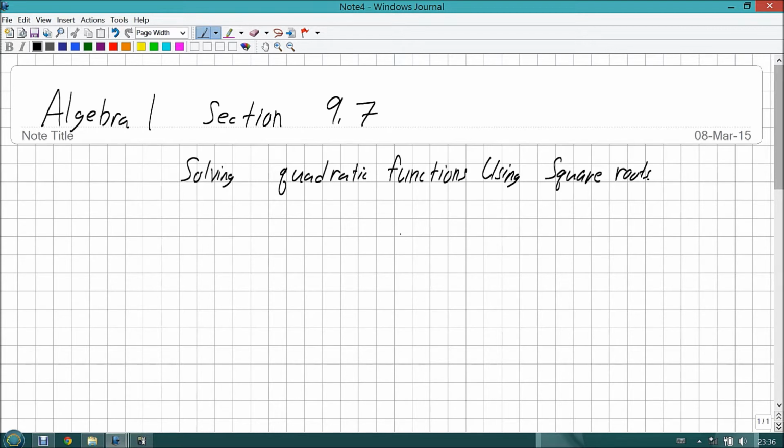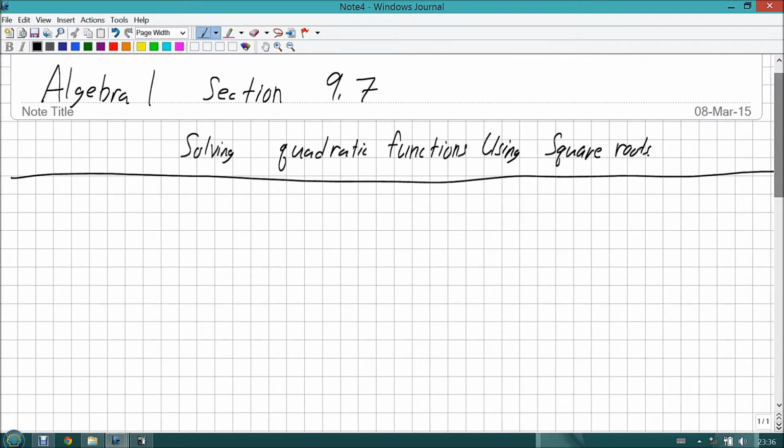Alright, so here we go. Solving quadratic equations by using the square roots. So here's a cool thing about math. Sometimes you get more than one answer to a problem. For an example, let's say that we have x is equal to the square root of 9. Well, the square root means that what times itself gives us 9.